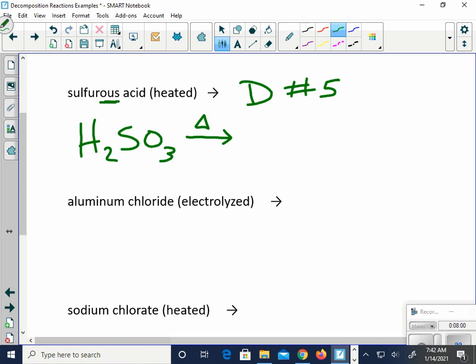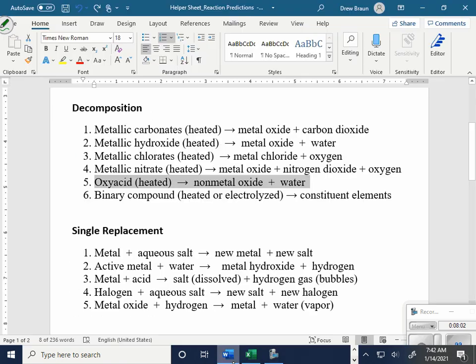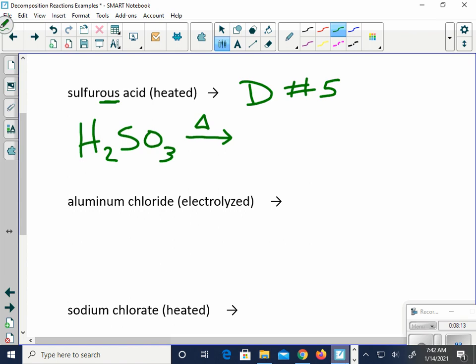My yield sign. Now, getting back to my oxyacid heated, it gives me a nonmetal oxide and water. So I have a nonmetal oxide and water.